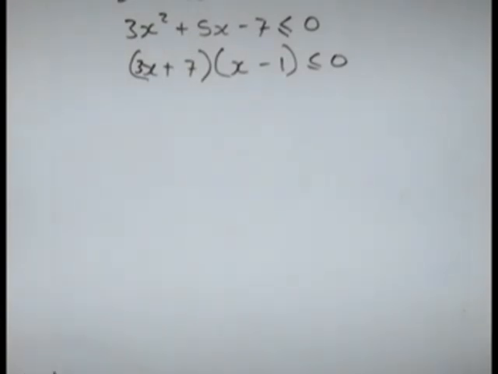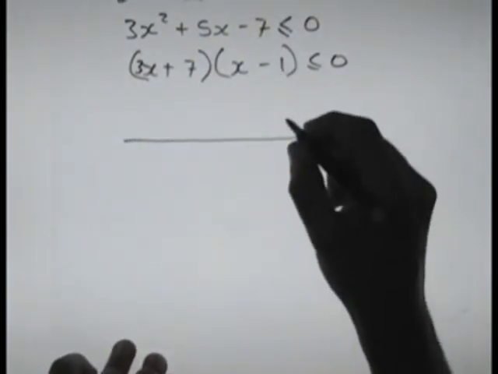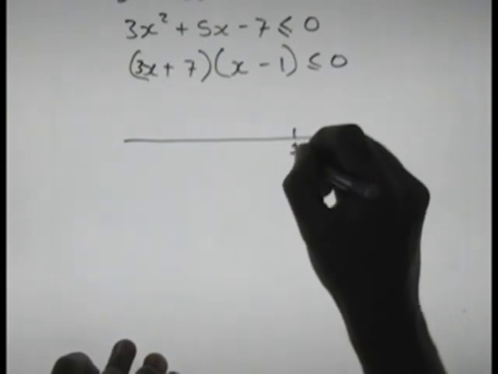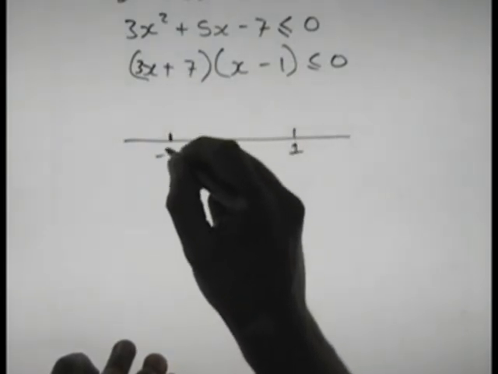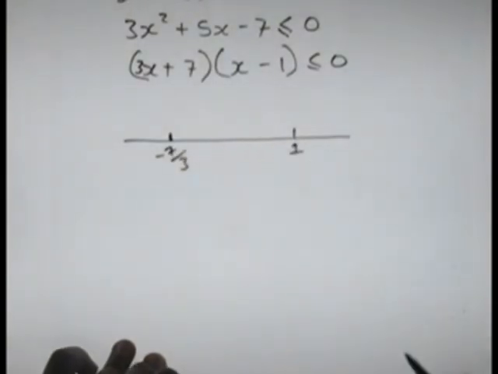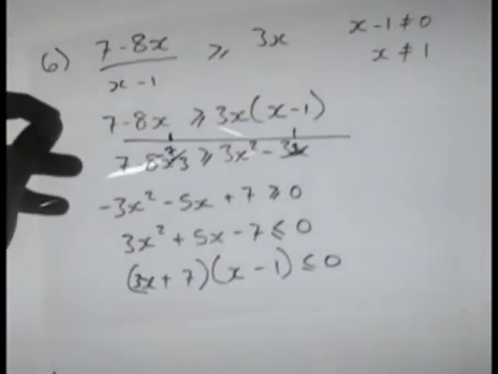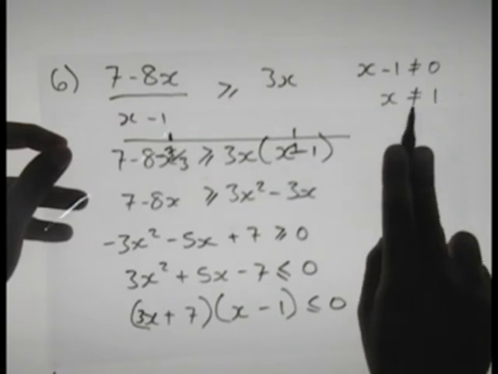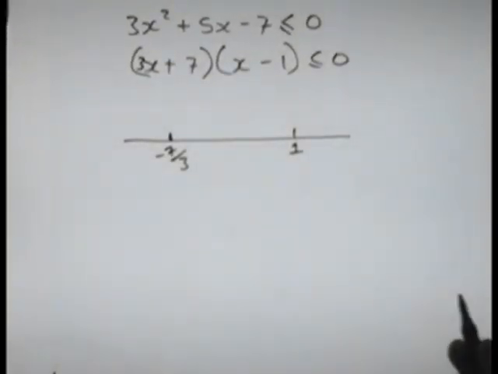That takes us onto the number line. The one x value is going to be positive 1. The other x value is going to be negative 7 over 3. That's almost right. Remember our restriction though, which said that x cannot equal 1. So we know that x cannot equal 1.